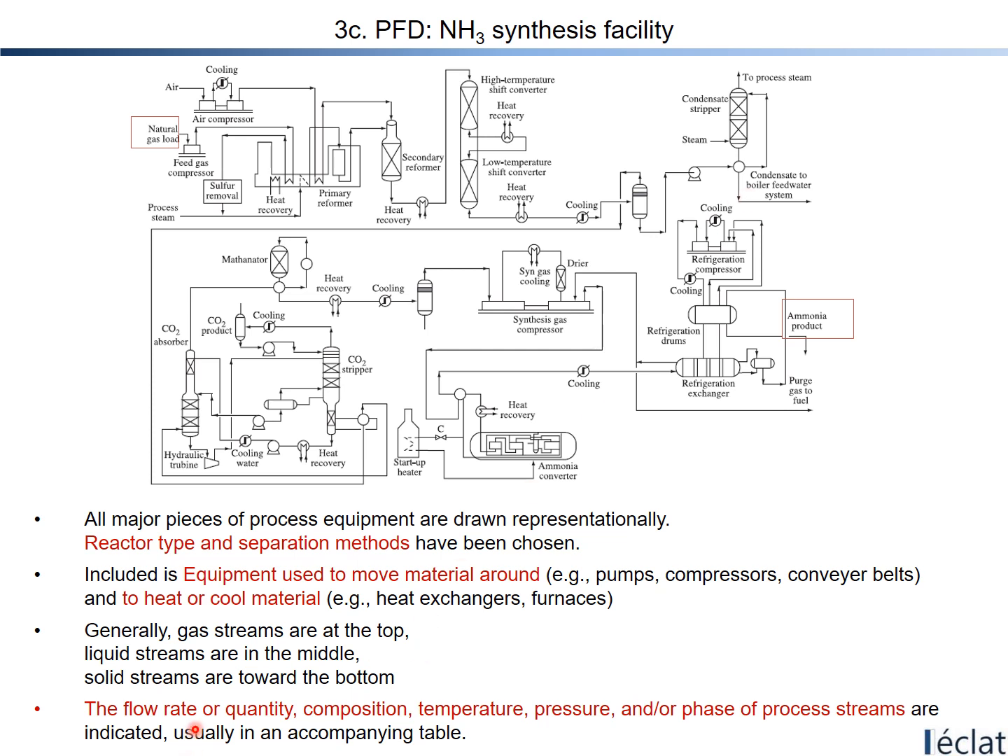The flow rate or quantity, composition, temperature, pressure, and/or phase of process streams are indicated, usually in an accompanying table. So, this PFD looks very complicated and we don't have enough space inside of the picture, right? So usually we will use the accompanying table. Then in the table you list some details about each piece of equipment. That's the PFD, process flow diagram.